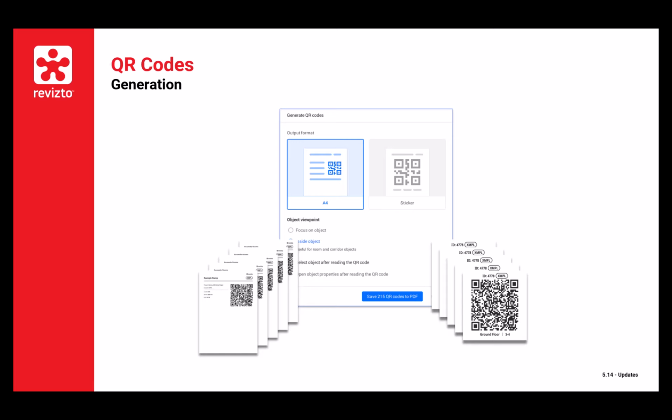We can then choose whether we want to focus on object or inside a room. We get to customize what is seen when that QR code is scanned. For this example that we're showing, we can export these QR codes once the design is frozen, once the manufacturer has been complete, and apply them to that piece of equipment that we're tracking.